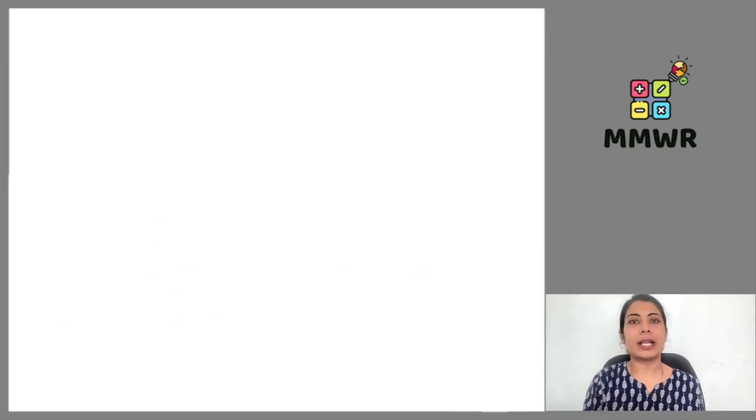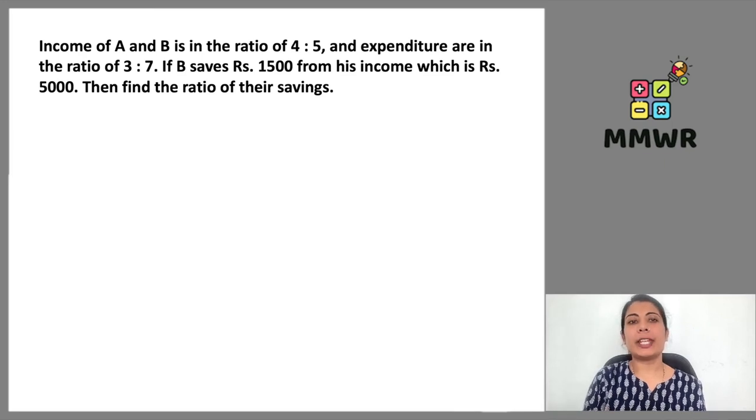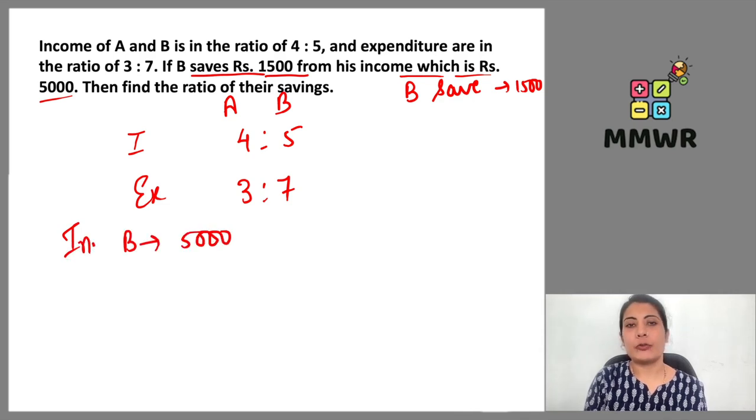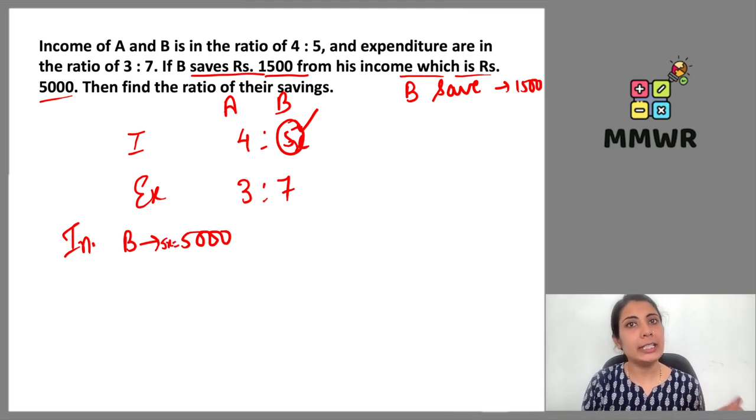Okay, let's move to another example. Income of A and B is in the ratio of 4:5, and expenditure is also given to us as 3:7. If B saves 1500 out of his income, which is rupees 5000. Income for B is given to us, that is 5000. So 5000 will be equivalent to this 5x. Why? Because that is given to us in the question. According to the ratio, 5x is the income for B.